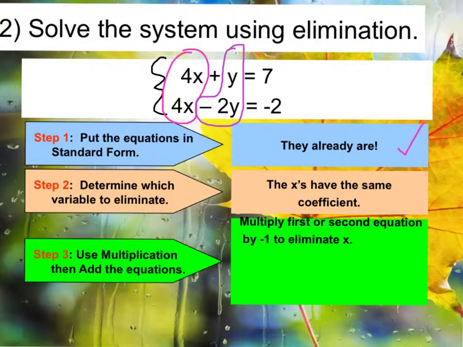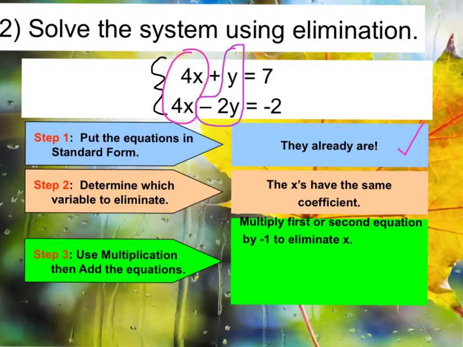In the last example, we had a positive y and negative y, so it was easy to find out which variables to eliminate. But now I have a positive 4x and a positive 4x, and one needs to be negative to eliminate, or I have a y and a negative 2y. So which one do you think? Well, if you pick the pink one, the x's, you're correct. We should eliminate the x variables.